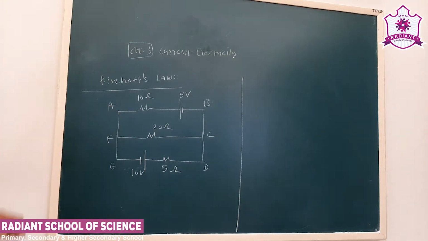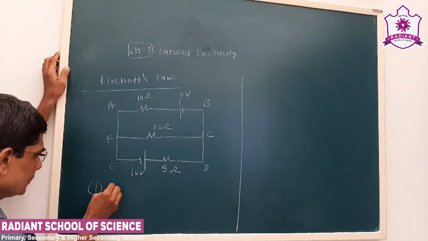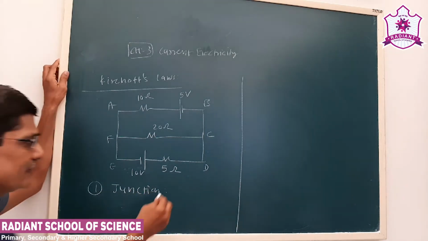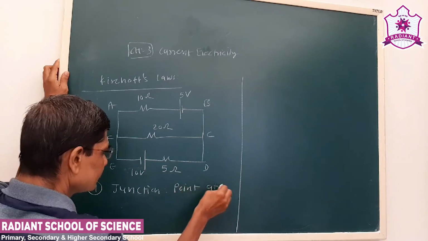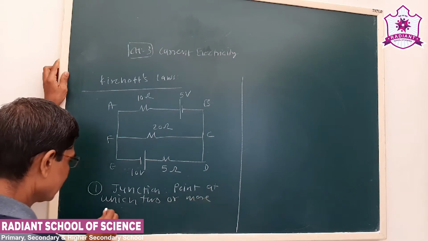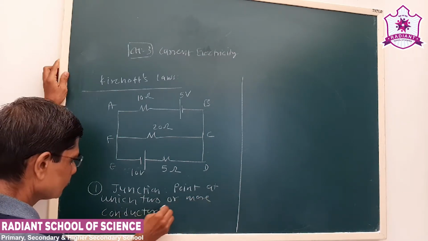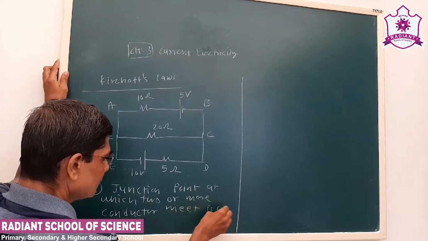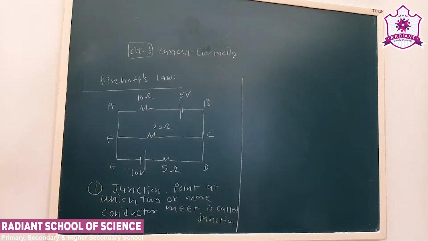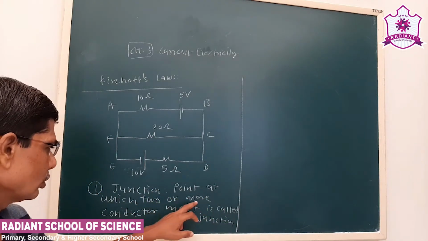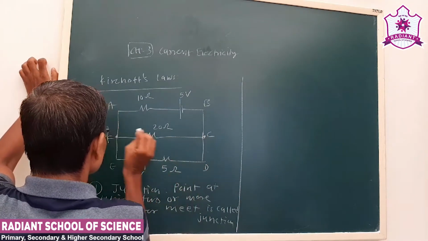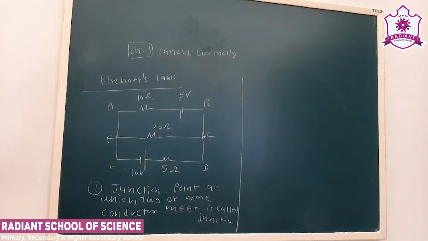The first term we have to know is junction. So what is junction? A point at which two or more conductors meet is called a junction. Here in this circuit shown in the figure, C is a junction and F is a junction.